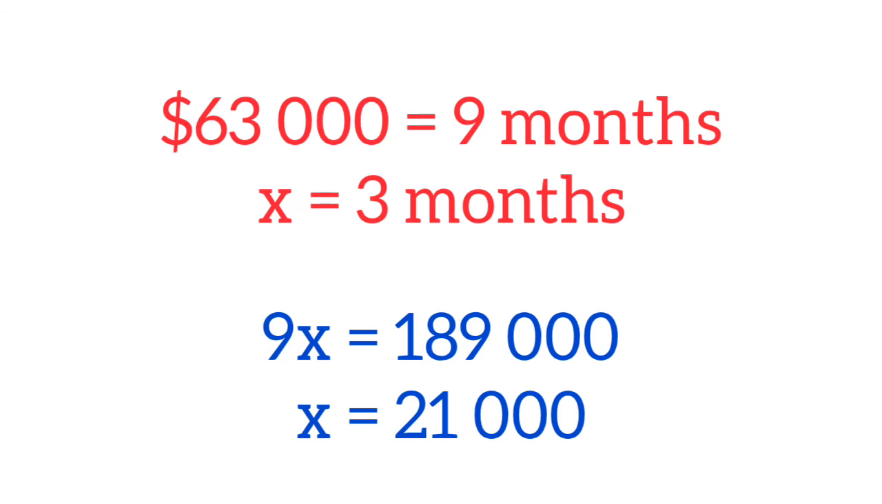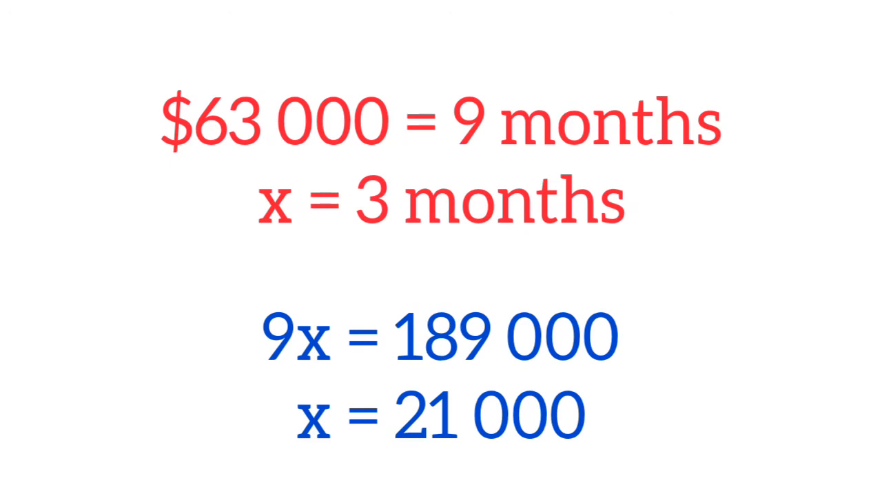So x times 9, you get 9x. Then 63,000 times 3, you get 189,000. Then you divide both sides by 9. So 189,000 divided by 9, you get 21,000. So it means that rent amounting to 21,000 is representing the rent of the last quarter, which was unpaid. So it falls under current liabilities as well in the trial balance.